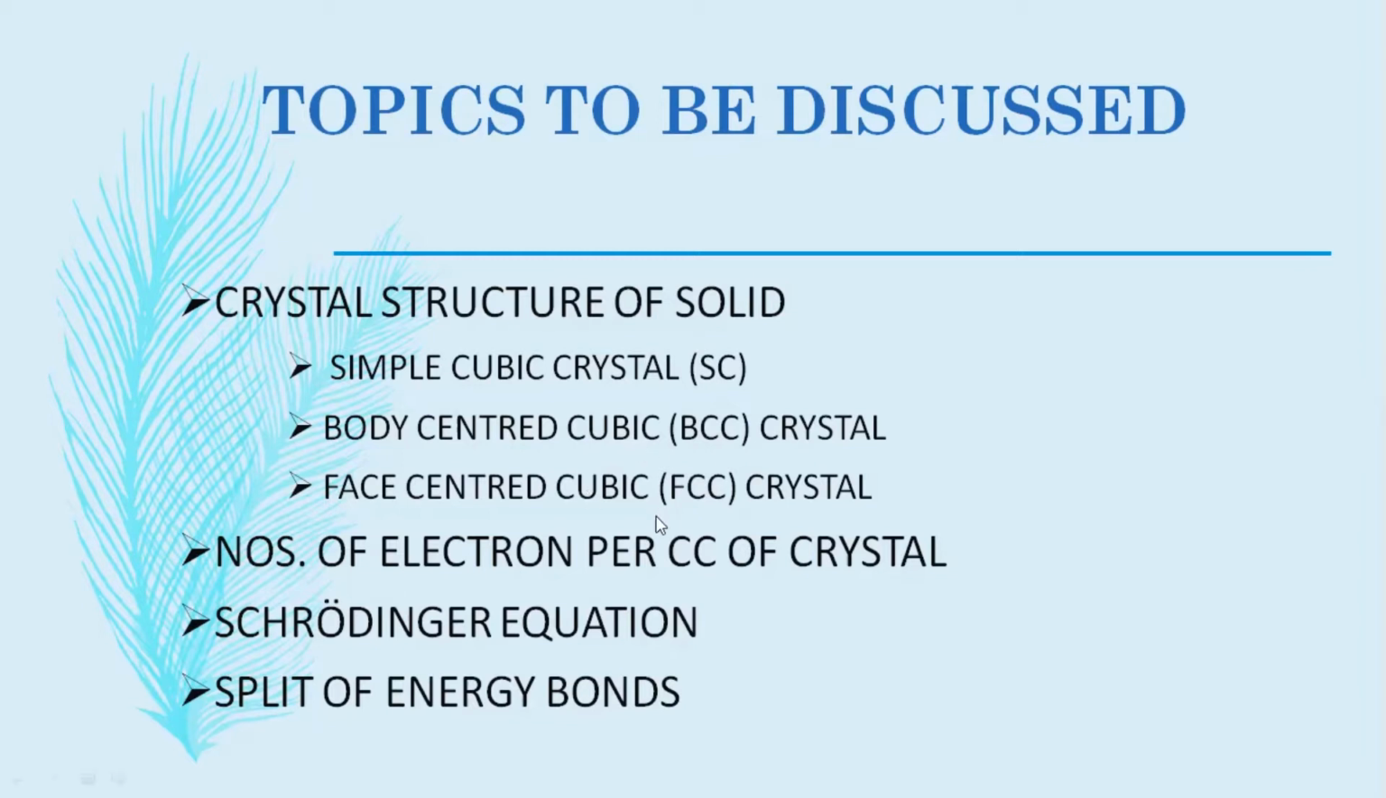Then we will take help from Schrödinger's equation. Any quantum mechanical system can be described by the Schrödinger's equation, such as the atoms inside any crystal. Electrons, meaning negatively charged particles moving around the nucleus, can be described by this Schrödinger's equation. Then the split of energy bands of any semiconductor material. Basically, we'll focus on semiconductor material here.